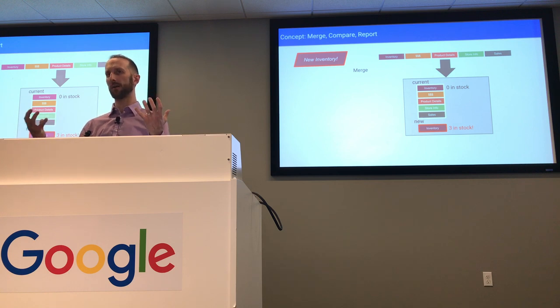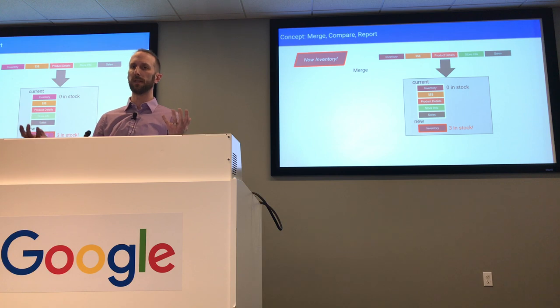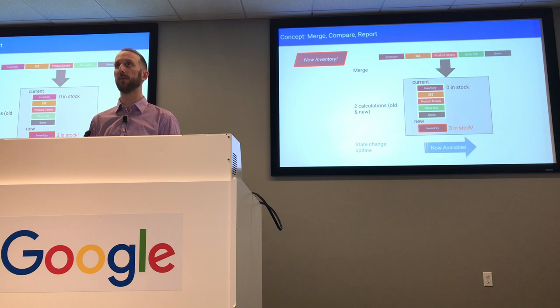And we run two sets of calculations. We run the calculation on the old data and say, this was not available. In this case, we didn't have any in stock. But now we have this new piece of information about inventory. And we run the availability algorithms again and say, yep, it's good. These two things are different. We know we need to send out a new state change.